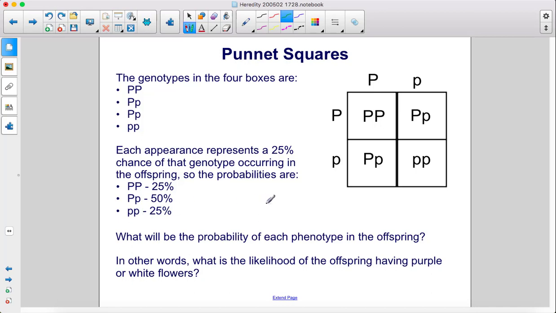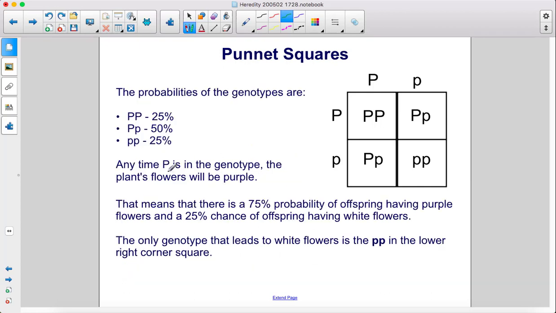What will be the probability of each phenotype in the offspring? In other words, what is the likelihood of the offspring having purple or white flowers? Anytime capital P is in the genotype, the plant's flowers will be purple. That means that there is a 75% probability of offspring having purple flowers and a 25% chance of offspring having white flowers, because here, all of these and these will have purple flowers and only the 2 lowercase p's will have white flowers. The only genotype that leads to white flowers is this one with 2 lowercase p's in the lower right corner square.